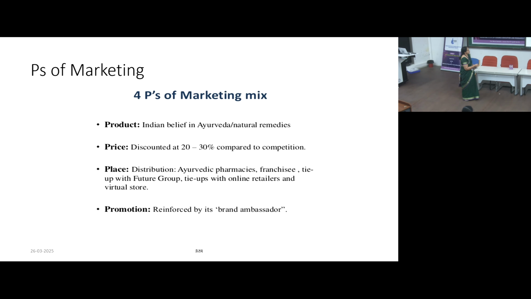And what they did, they discounted it 20 to 30% compared to the competitor. You have Ashirvad Atta, you have other kinds of wheat. Everything has been compared, and they are selling it for 20 to 30% less than the bigger companies. And what about distribution? He selected Ayurvedic pharmacy franchisees, tied up with the Future Group, Mahindra, I believe, right? Future Group is whose? Any idea? MBA professors? I think Future is Mahindra only, right? So with online retailers and virtual stores, even online you can order Patanjali products.